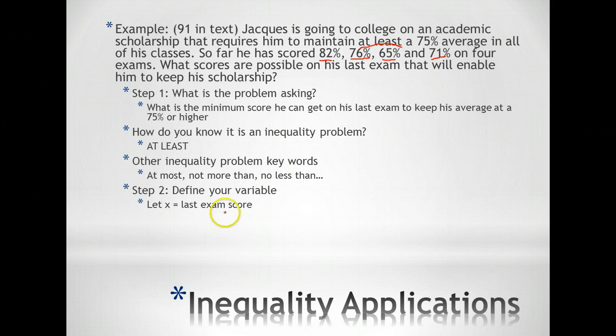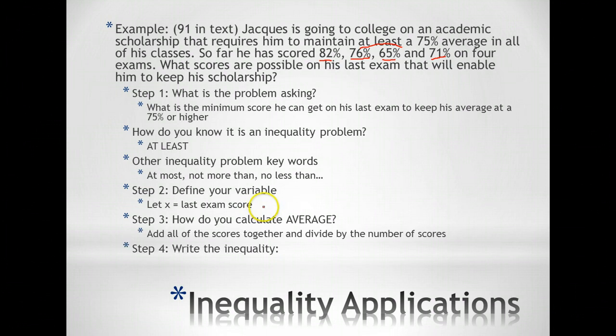And then how do I figure out what the average is? Well, I know average means add all the scores together and divide by the number of scores. He's got 4 scores already. If I add in the last exam score, I would have to divide by 5 scores. So I take all 4 scores that I already know and x, and I divide all of them by 5, and that score has to be at least, which means greater than or equal to 75. And then you go ahead and solve that problem.